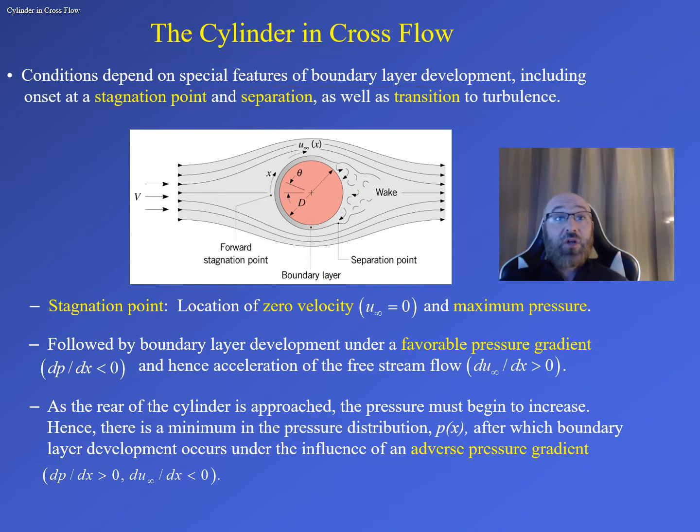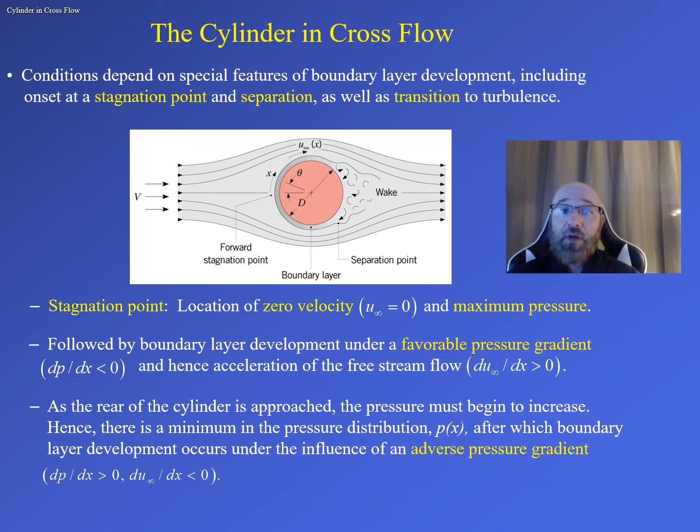That now leads to the question of what is our stagnation point? Well, our stagnation point is going to be the location of our zero velocity. Our u infinity is equal to 0, and we have a max pressure. So at this stagnation point, we know that we have our velocity equal to 0 and a maximum pressure right at that point. Now this is going to be followed by the boundary layer development under a favorable pressure gradient where our dp/dx is going to be less than 0. Hence acceleration of the free stream flow, our du infinity, our change in velocity relative to our position x, needs to be greater than 0. So du infinity/dx is greater than 0.